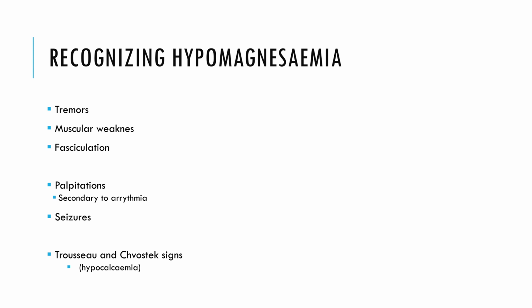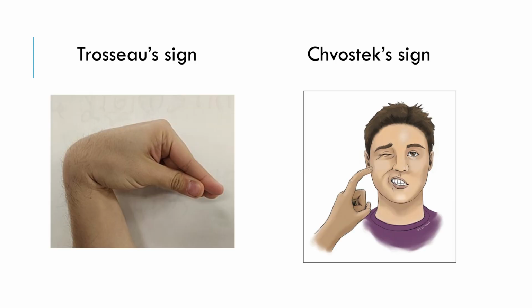In terms of the signs, there are two signs, the Trousseau and the Chvostek signs, and both of these are manifestations of the hypocalcaemia. How do these signs manifest themselves? Well, Trousseau's sign is elicited by occluding the brachial artery by inflating a blood pressure cuff 20 mmHg over the systolic blood pressure. What you'd expect to see in the case of patients with hypocalcaemia after several minutes of this is that they develop a wrist flexion with MCP flexion and extension at the interphalangeal joints and adduction at the phalanges.